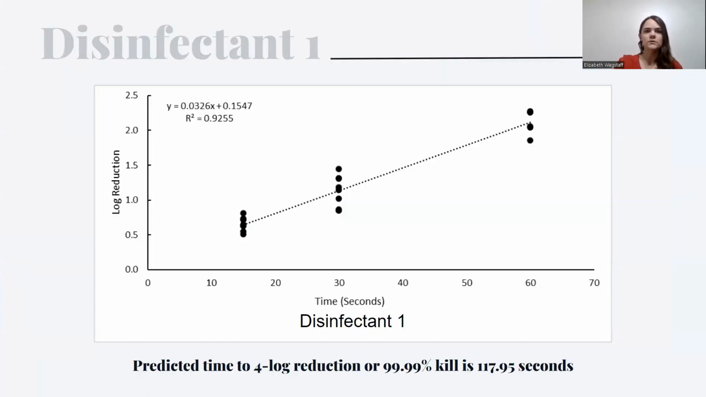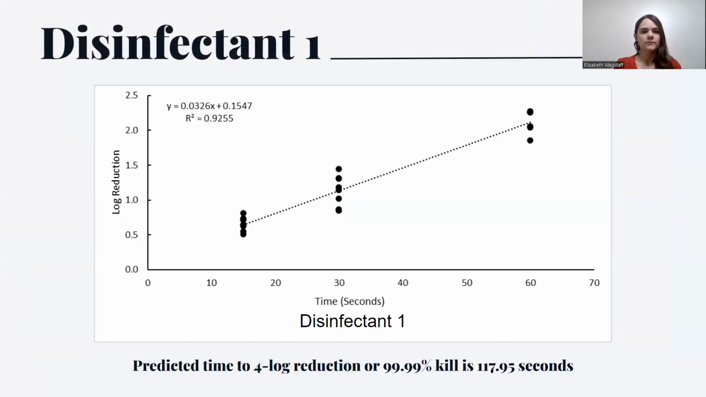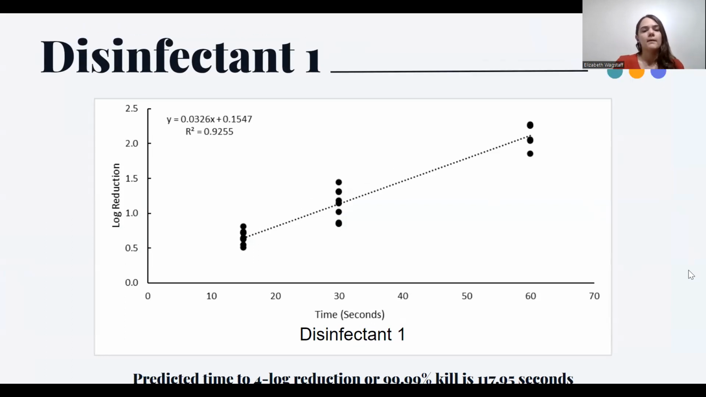All right, some of our results. So for disinfectant 1, we saw a significant log reduction within about a minute. We calculated using 3 time points: 15 seconds, 30 seconds, and 60 seconds.